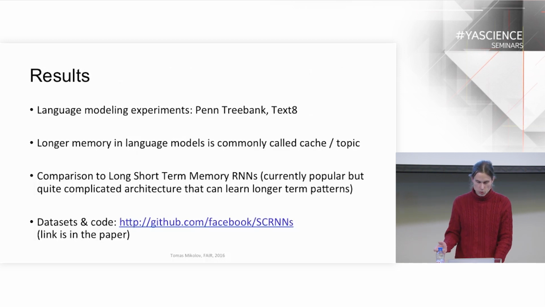For the results, I will show perplexity results on language modeling, which is a very standard way to evaluate these recurrent networks. One will be the Penn Treebank, which is quite well known. The other one is text8, which more highlights the importance of longer short-term memory.